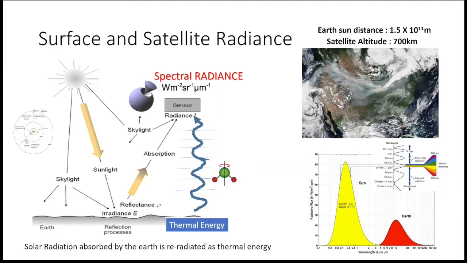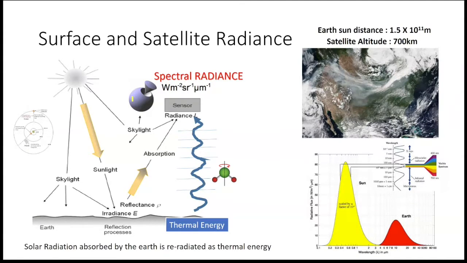And this basically is a graph to show you that the energy from the sun is shown by yellow, and the energy emitted by the Earth is shown in red. Because the Earth emitted radiation is at much longer wavelength, the energy that comes from the Earth's surface is a lot less than energy that comes from the sun.